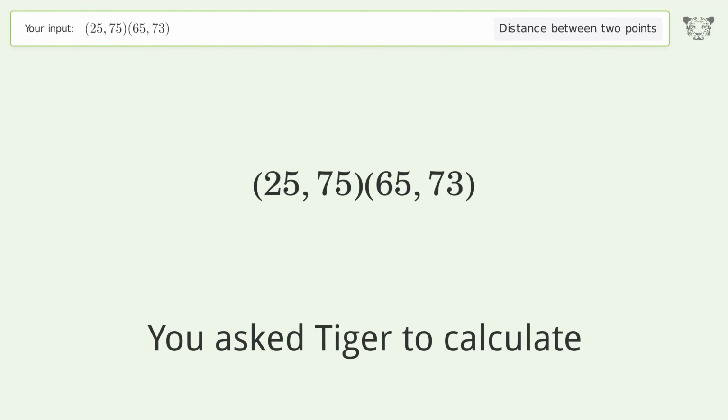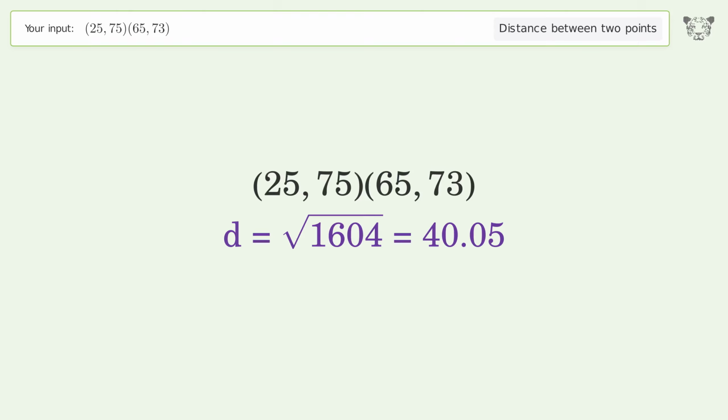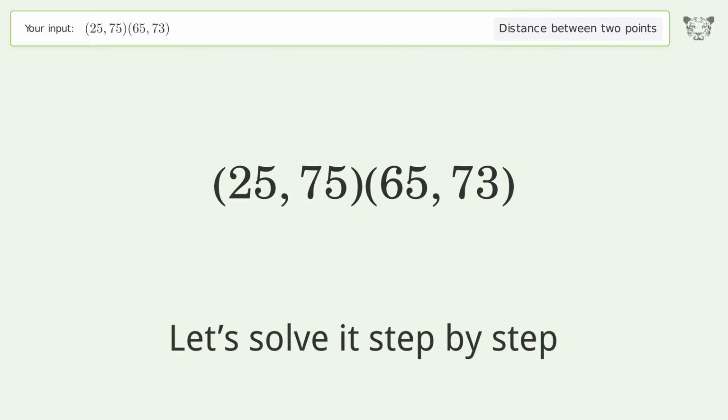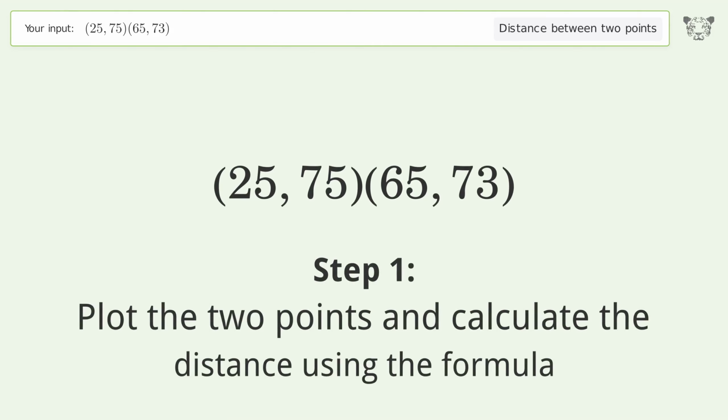You ask Tiger to calculate. This deals with the distance between 2 points. The distance between the 2 points is the square root of 1604, or 40.05. Let's solve it step by step. Plot the 2 points and calculate the distance using the formula.